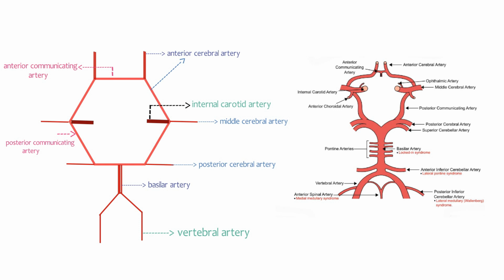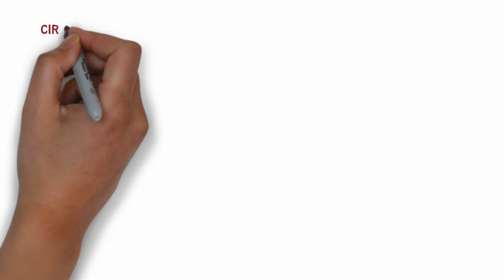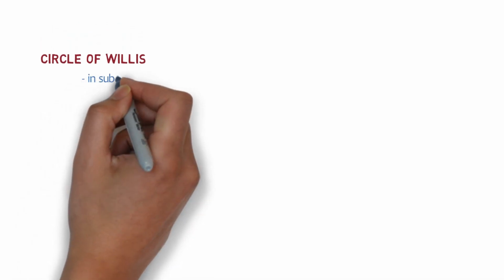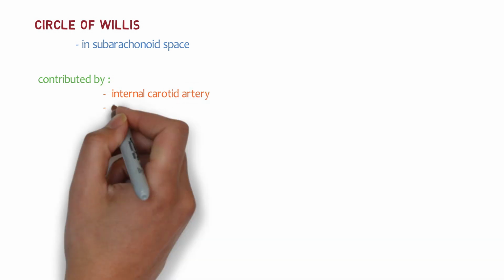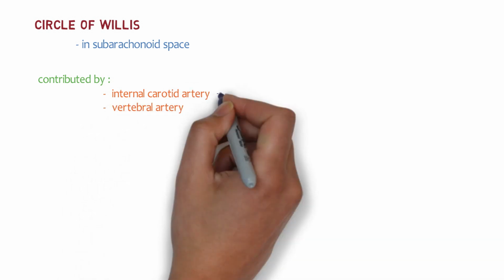Let's summarize its important points. Basically, the circle of Willis is present at the base of the brain in the interpeduncular area, in the subarachnoid space, and is contributed by mainly two arteries, that is the internal carotid artery anteriorly and the vertebral artery posteriorly.